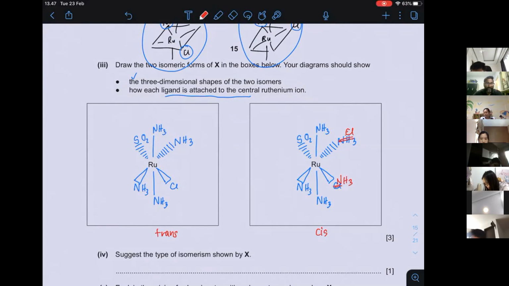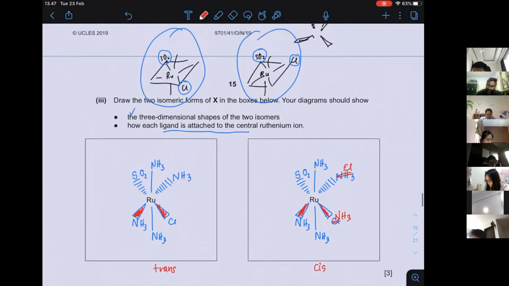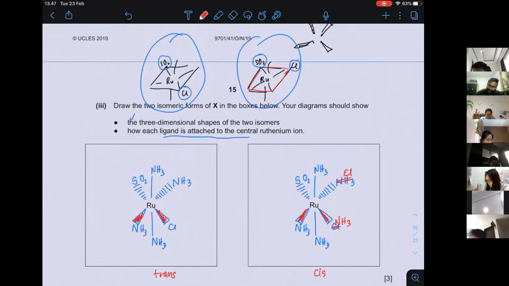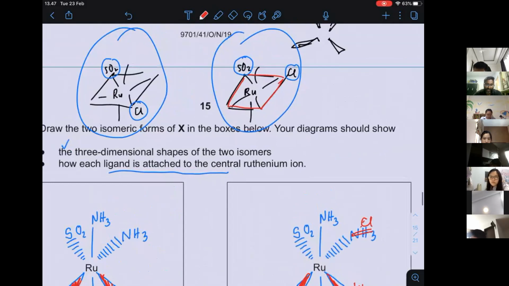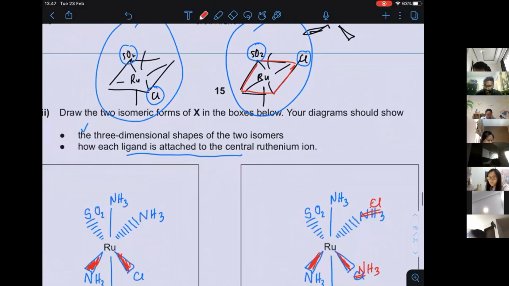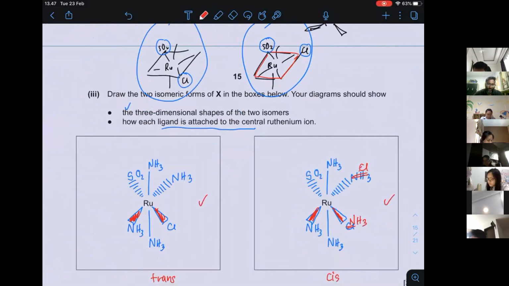Okay, so this is how I draw. Please be very careful with this. The important thing is how you show this. Some of you might ask, sir, do we need to show this thing? In this case, I don't see it drawn in the marking key. So please follow the one that I have drawn over here.